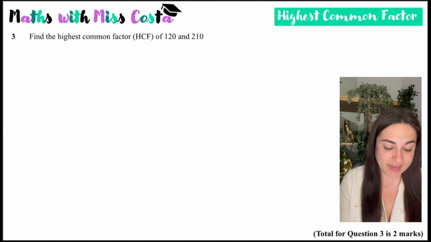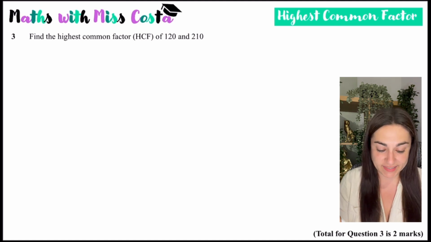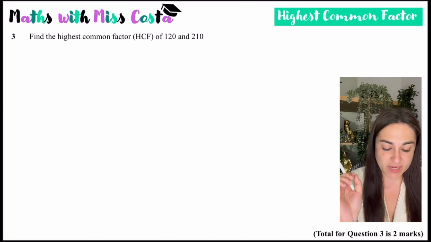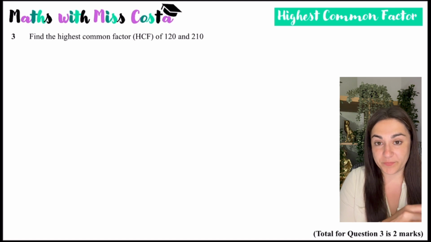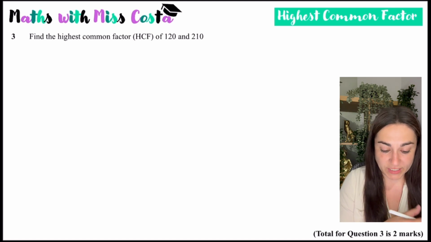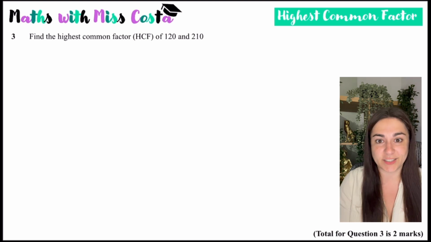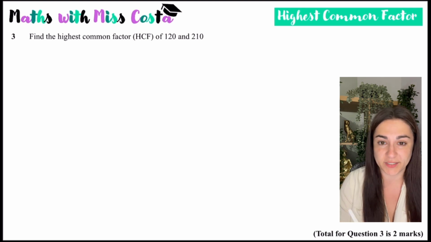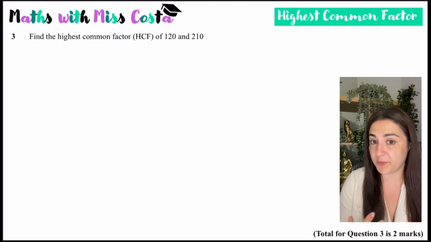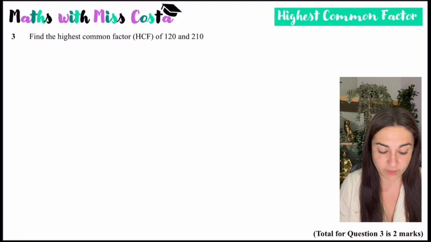Okay, so here I'm told to work out the highest common factor of 120 and 210. Now, there's a few ways that we can work out highest common factor. You could start by working out the factors of 120 and 210 and then finding the highest one, but sometimes people just miss one out. So the best way to do that is actually by using prime factor decomposition. And especially if you're working out the lowest common multiple, this will be super helpful as well.